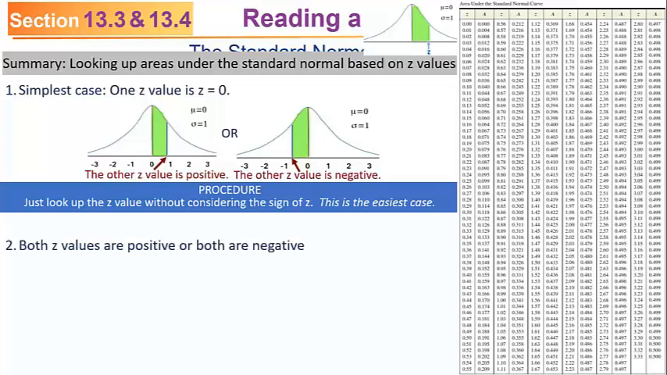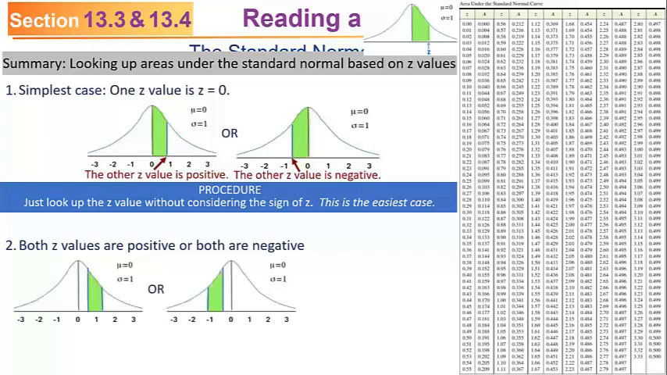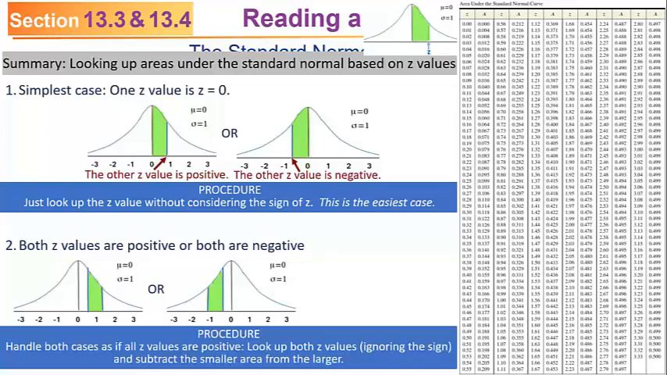Second case, what if both values are positive or both are negative? That would be the case. The first one is where both z values are positive. The second one is both are negative. And we talked about that. All you have to do is take the positive values, whether they're negative or not, just take the positive values, look up the bigger positive number, the smaller positive number, and subtract. Larger minus smaller, and the difference is the area you're looking for.